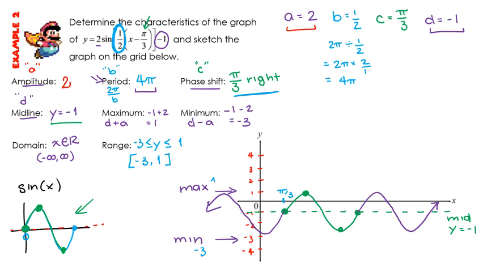Okay, and the last thing that we're going to do is just label that one cycle of our graph has a period of 4 pi units. So from the starting point of our cycle to the end point of our cycle, it would just be a length of 4 pi.